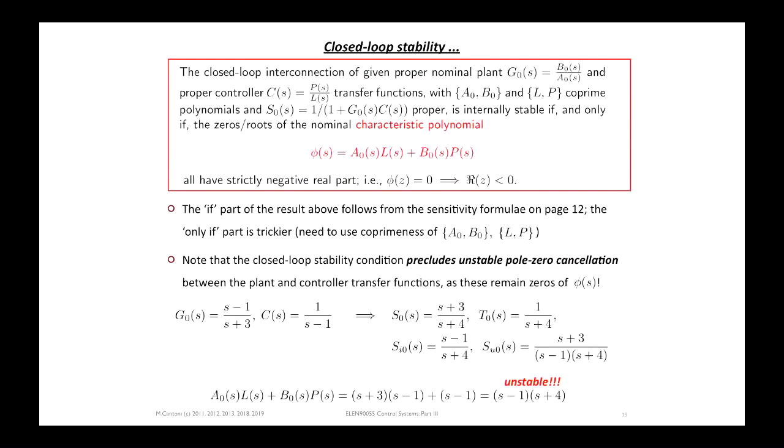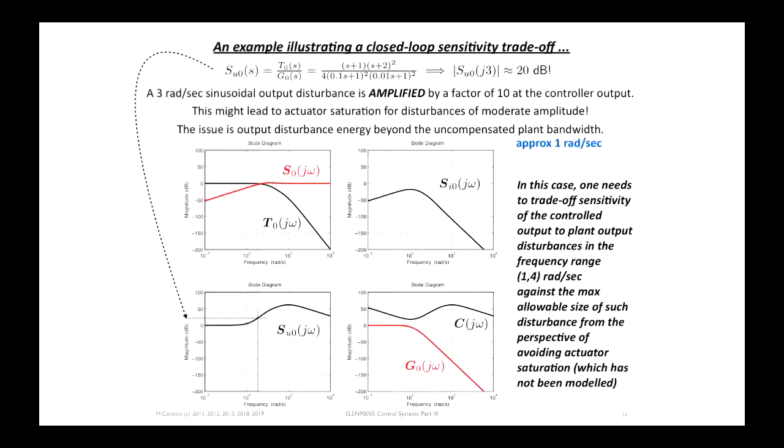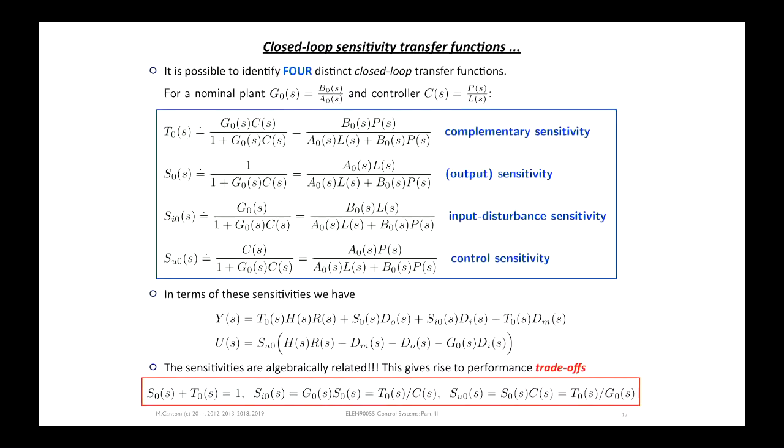All right, so this is a generic stability condition. The closed loop will be stable. All four sensitivity transfer functions will be stable, provided the so-called characteristic polynomial only has zeros with strictly negative real part. Why can we focus on just this polynomial here? Well, because that's what the denominator of all of these sensitivity functions is.